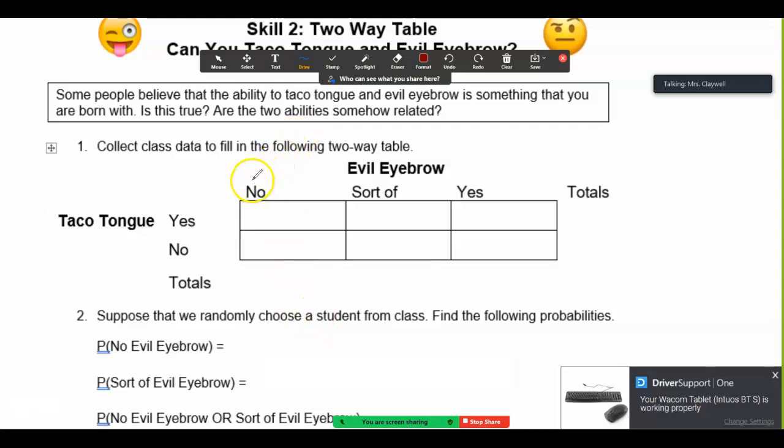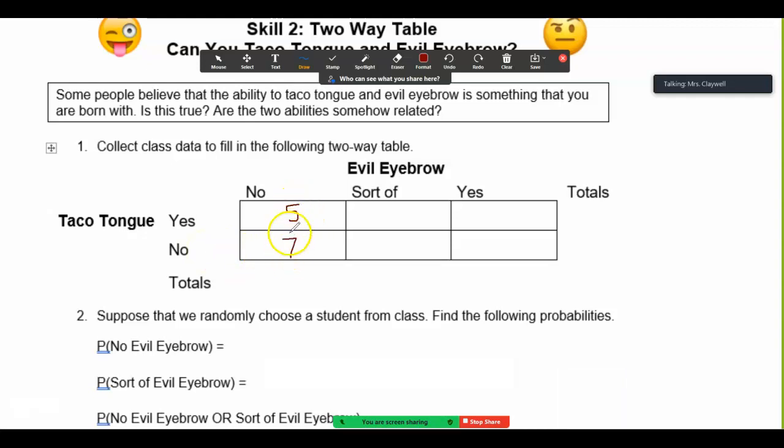We can't do this as a class, but ideally we would see who can do an evil eyebrow and who can do a taco tongue. Evil eyebrow is when you can lift one eyebrow, taco tongue is when you can make your tongue like a taco. So we're going to pretend that this was the data.